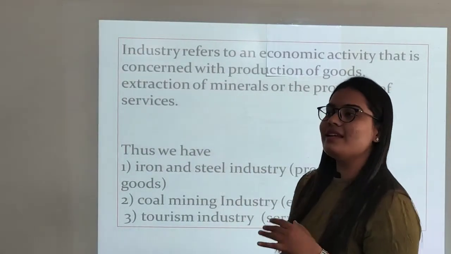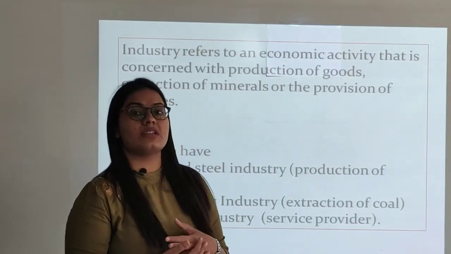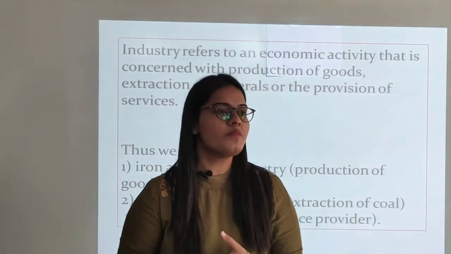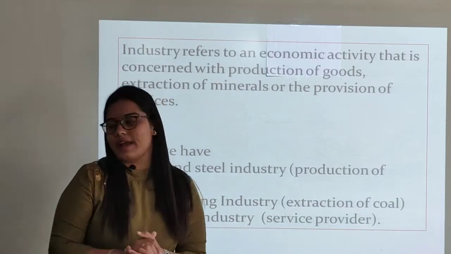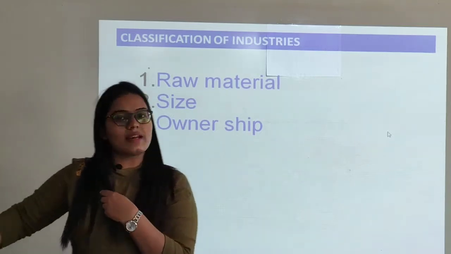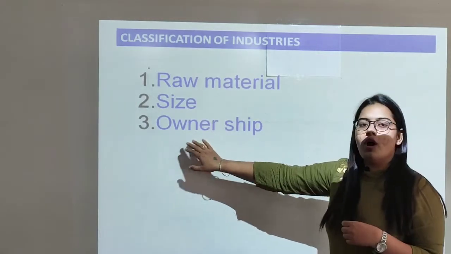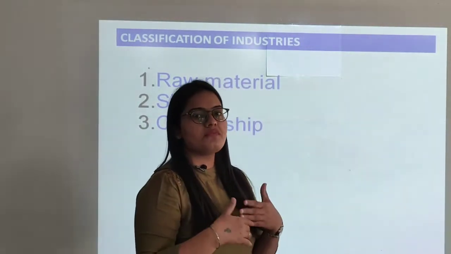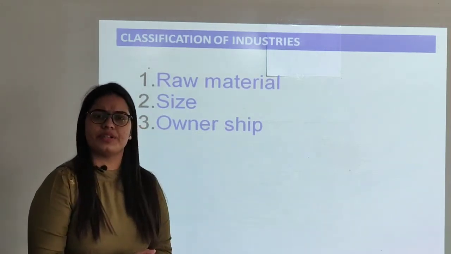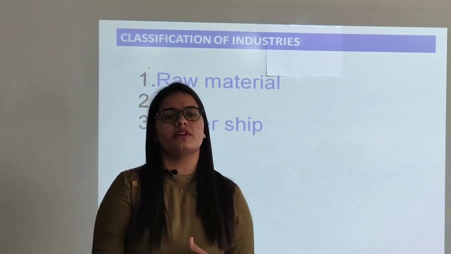The service provider industries are tourism services, like the tourism industry. We know that the tourism industry is developing very fast and in a very good manner because people like to travel now and then. So the tourism industry is also a service provider kind of industry. Now, classification of industries. Industries are classified on the basis of raw material, size and ownership. On the basis of raw material, on the basis of size, on the basis of ownership, the industries are classified into three types. Further they are divided into subdivisions that we will be seeing in the further slides.